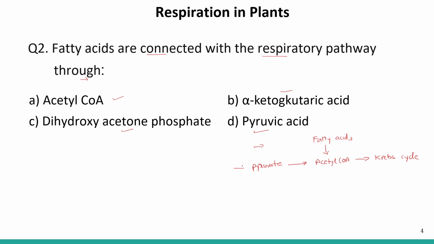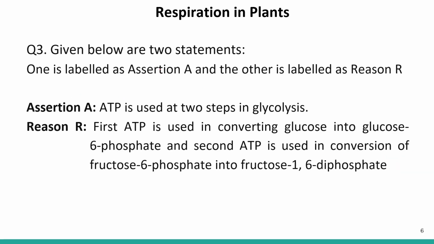From where does this pyruvate come? This comes from glucose. Okay, glucose during glycolysis is converted into pyruvate. Pyruvate undergoes oxidative decarboxylation and is converted into acetyl coenzyme A. So here they are asking how fatty acids are connected to the respiratory pathway. This is the respiratory pathway here. Okay, so what should be the answer? The answer should be acetyl coenzyme A. Okay, option A.